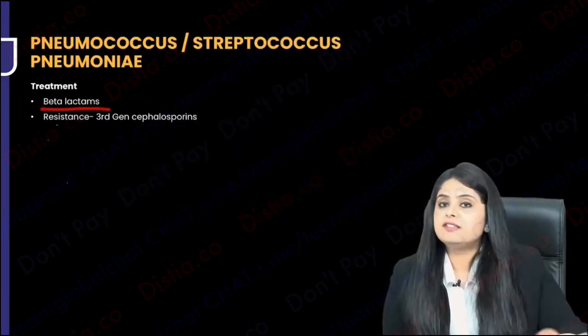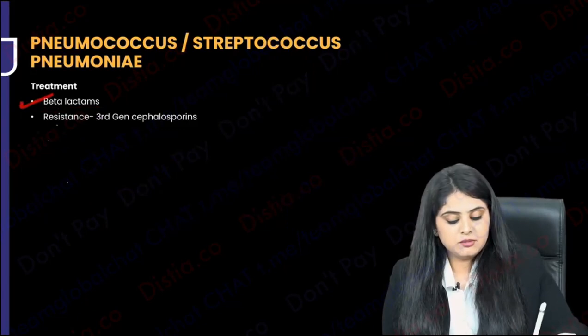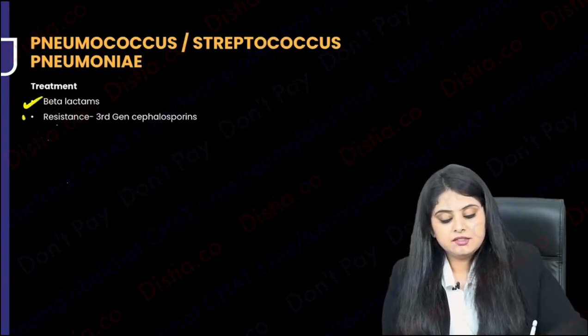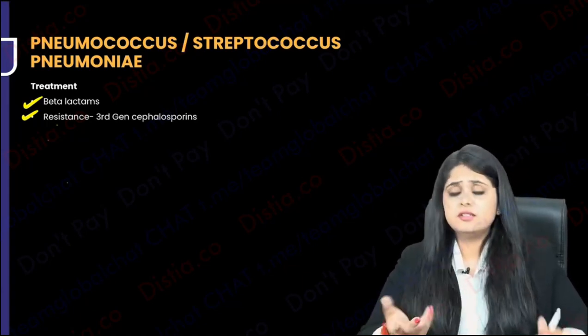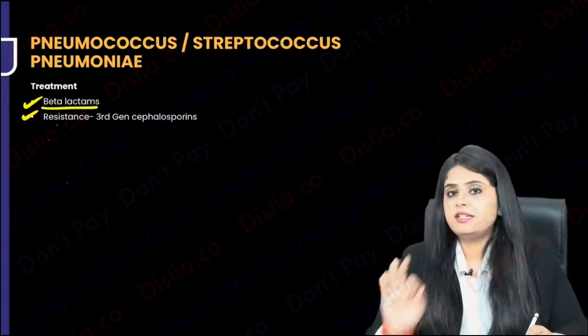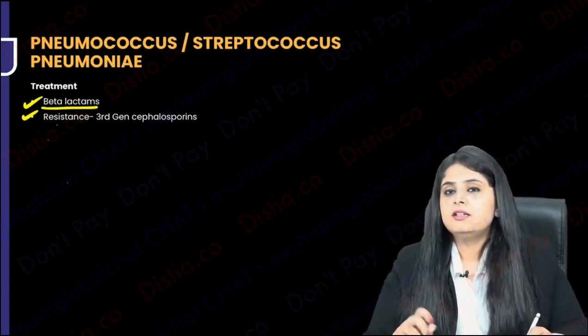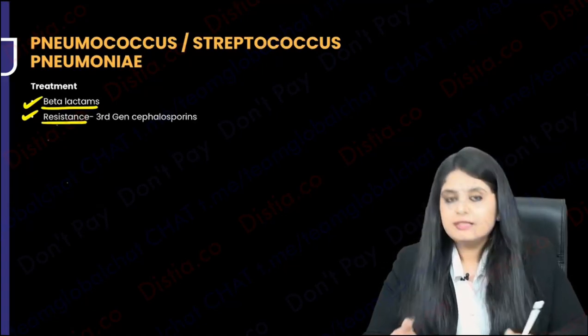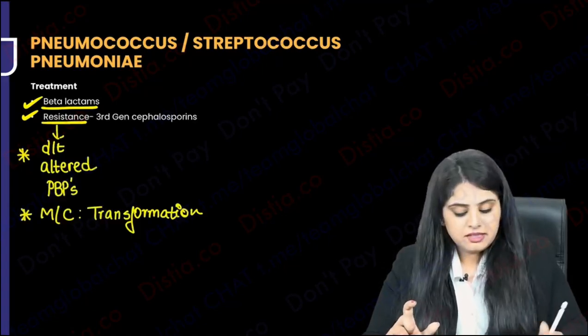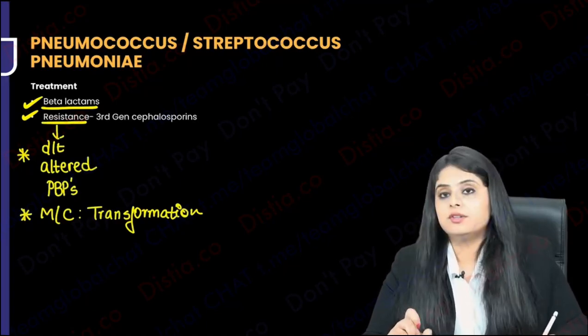Of course, once again, the treatment is going to be beta-lactams, no doubt about it. And the resistance will happen, so we'll go in for third generation cephalosporins. But how does the resistance occur? Ma'am, beta-lactams means penicillin. Whenever you're saying resistance to penicillin is happening, how is this resistance happening? That penicillin binding protein must be getting altered.